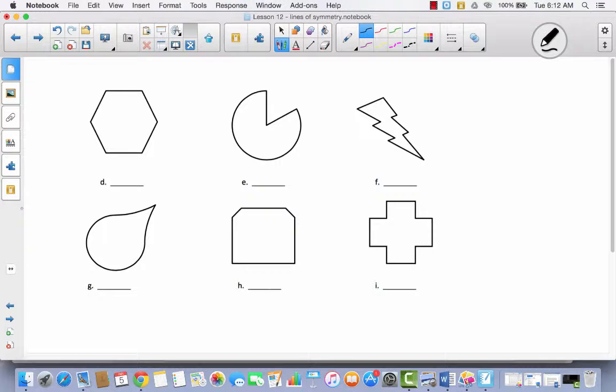All right, let's take a look at the rest of these. So go ahead and do the exact same thing with D through I, drawing all the lines of symmetry, and then come back and we'll check.